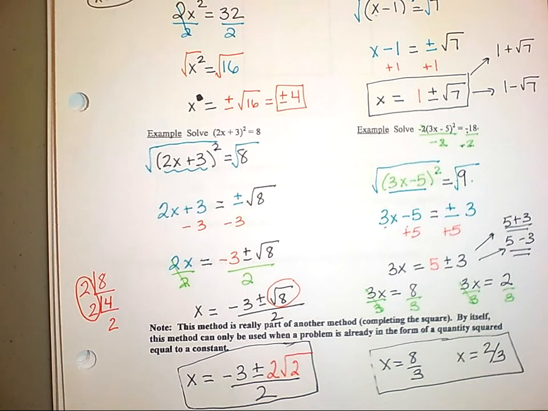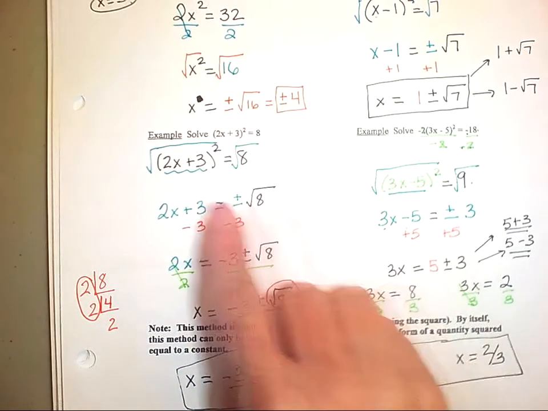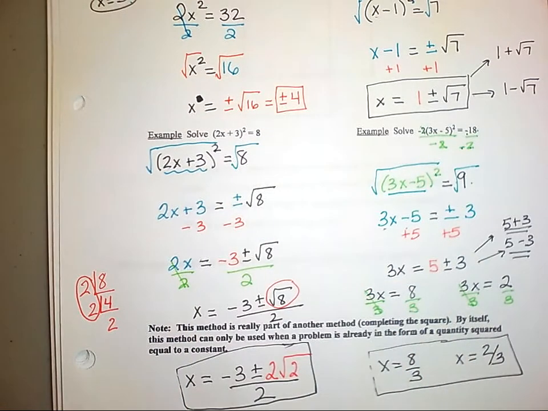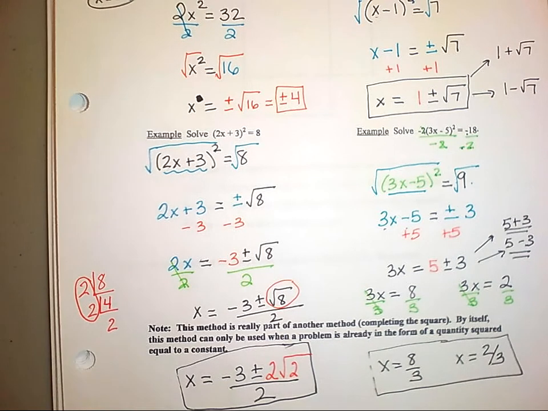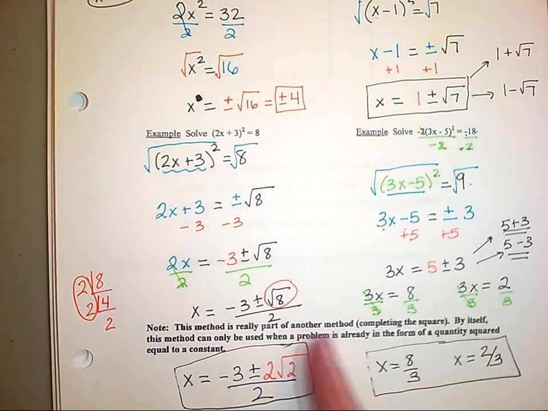So you really need to have some type of either x squared equals a constant or some quantity equal to a constant. And this note here says that this is really part of another method. So this is method 2, and it's part of another method called completing the square, which is method 3.